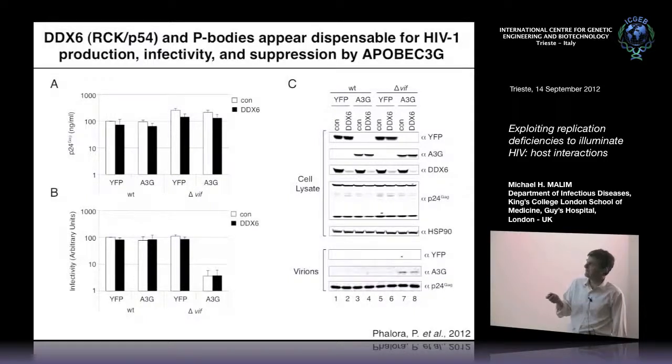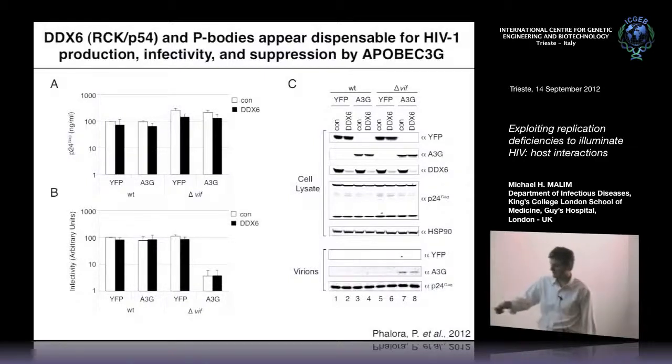And our feeling is that knocking out P-bodies has no substantial effect on either virus production, virus infectivity, or the capacity of APOBEC3 proteins to inhibit HIV. So why APOBEC3 proteins should go to P-bodies is completely unclear to us, because we see no evidence for P-bodies being important for APOBEC3 protein function as it pertains to HIV. And in fact, we can't find any convincing evidence that P-bodies themselves have any relevance to HIV replication, which is in contrast to a number of other papers in the literature, I would say.